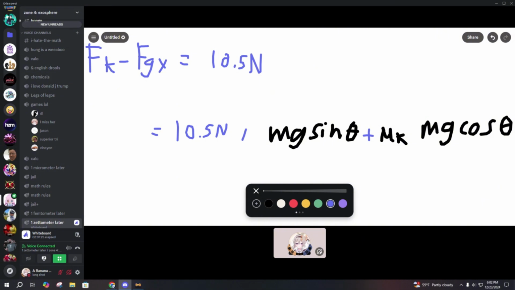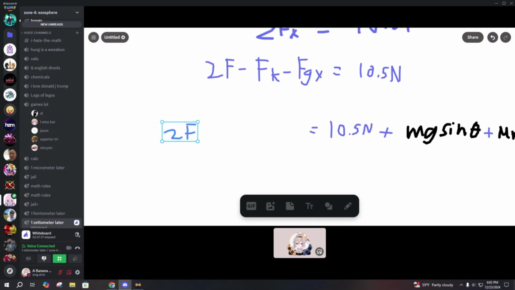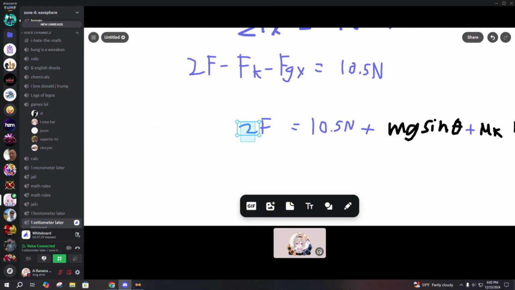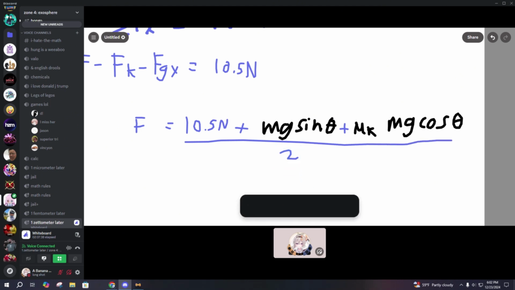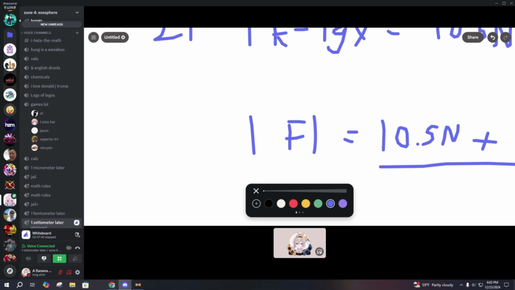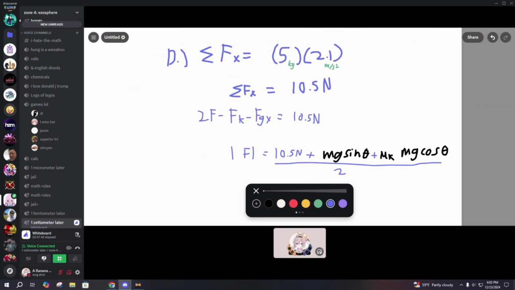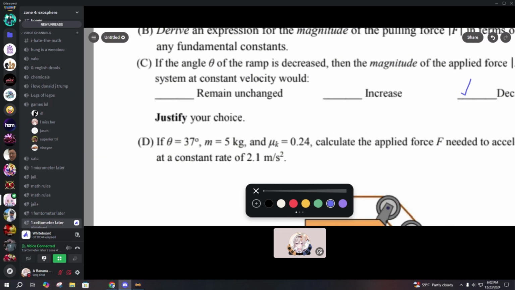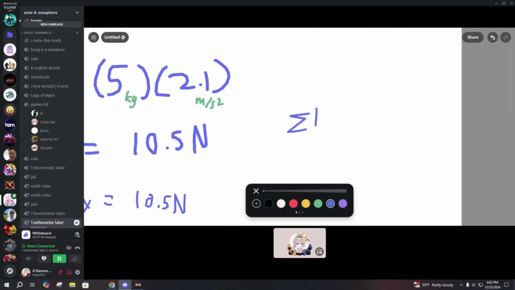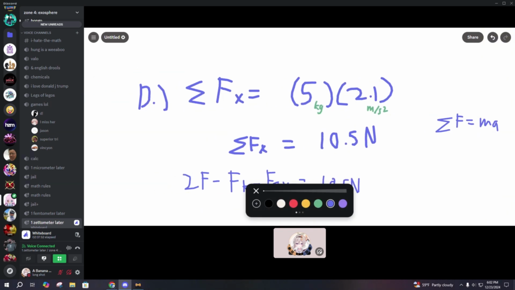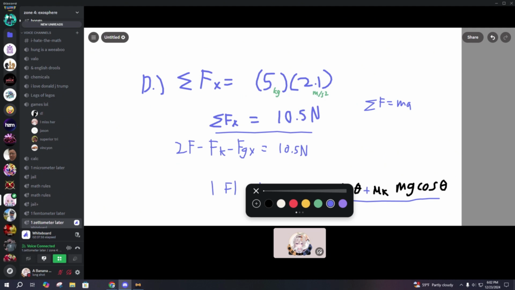Like so. And now I have this expression, 2F is equal to that. Well, if I divide both sides by 2, like so, now I will get an expression that will give me the magnitude of the applied force if I am to go at 2.1 meters per second squared. And just to reiterate, this is Newton's second law. That's why I could do what I did in this step right here.